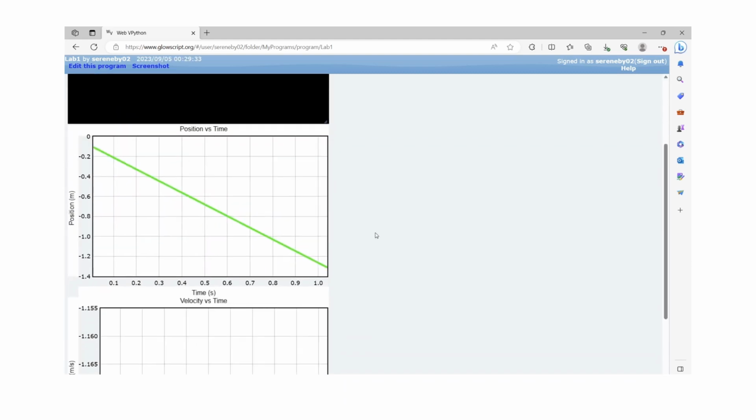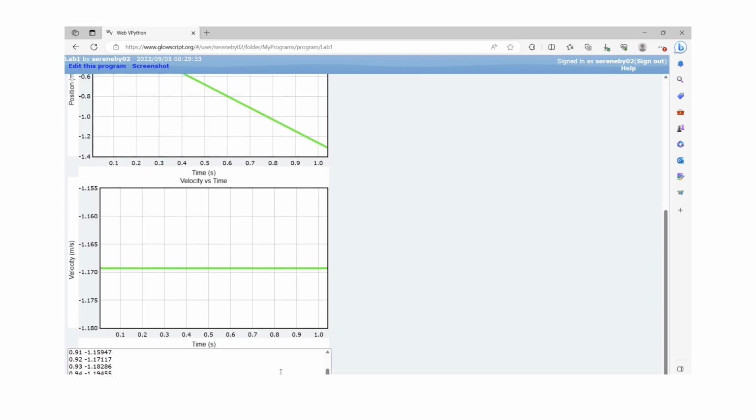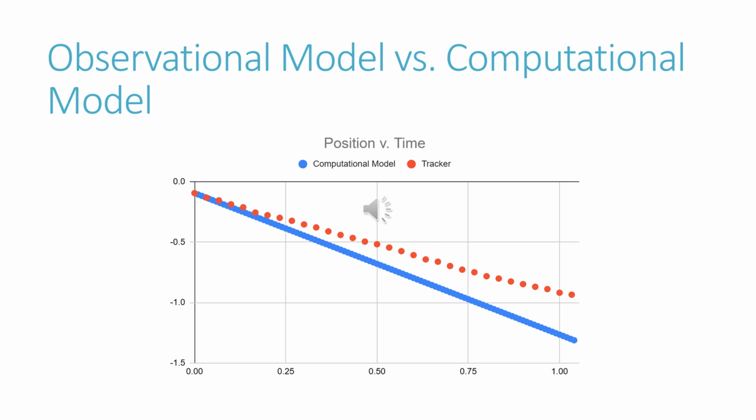And we have the position versus time graph, and here is the data I used. This is my graph that merges the observed position versus time graph and the predicted position versus time graph. Comparing my observation model from tracker and the computational model, we can see that both feature a downward slope. However, my observational model deviates significantly the more it approaches the end.